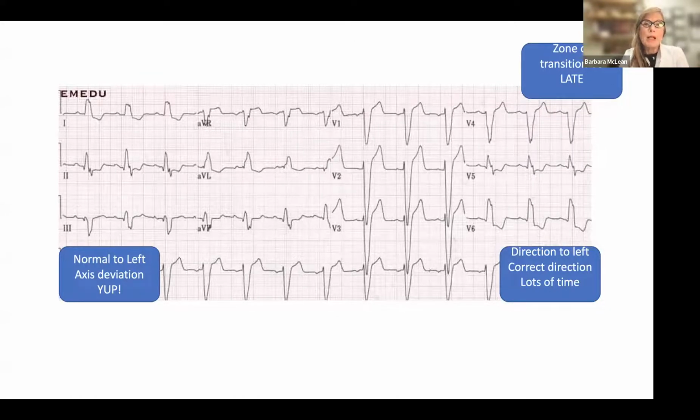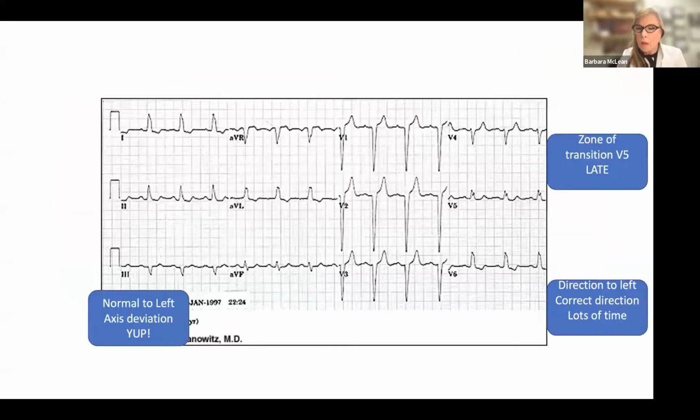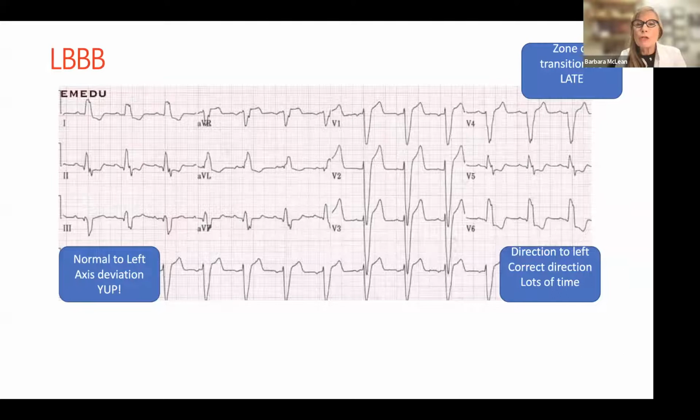So now let's take a look at this one. Upright in lead 1, upright in AVF. So this is really just a normal axis. And then we look at R wave progression, and we see the R wave in V1, V2, and V3 are really, really small. And then I have zone of transition in V5.